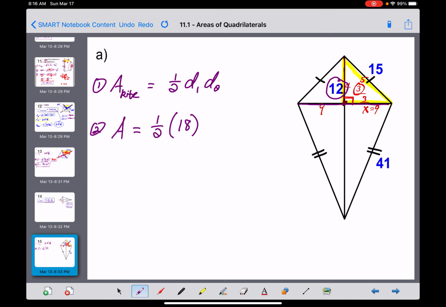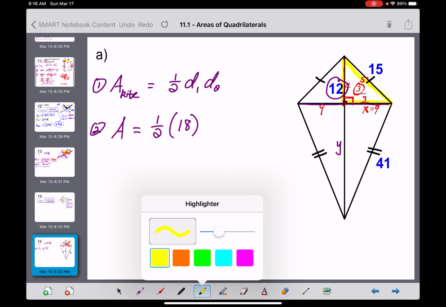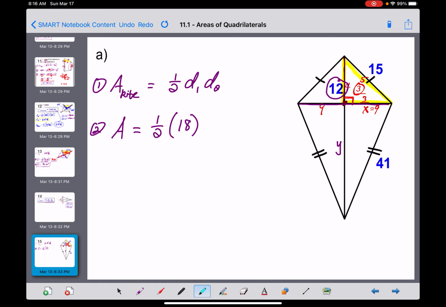Now, we still need the length of the second diagonal, and the 12 is definitely part of that, but we need the length of this piece over here, which I'm going to call y. How are we going to do that? I'm going to go back to my highlighter, but switch colors. Right here we have another right triangle, and we know the length of 2 sides in that figure: 9 for a leg, 41 for a hypotenuse.